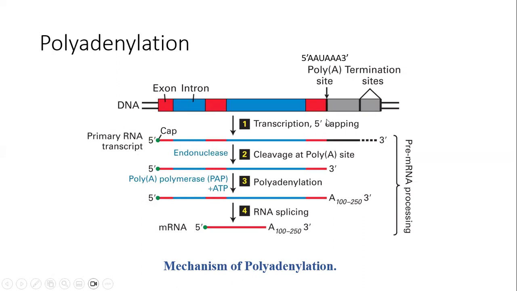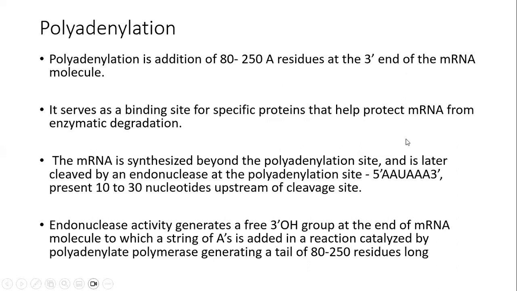Once the new end is generated, it is further acted upon by poly-A polymerase, which makes use of ATP and will synthesize a stretch of about 100 to 250 adenine residues towards the 3' end of the messenger RNA molecule. So the polyadenylation reaction basically helps to protect the messenger RNA at the 3' end from nuclease degradation, and it is also important during the translational initiation process. The same points are written here for your reference.